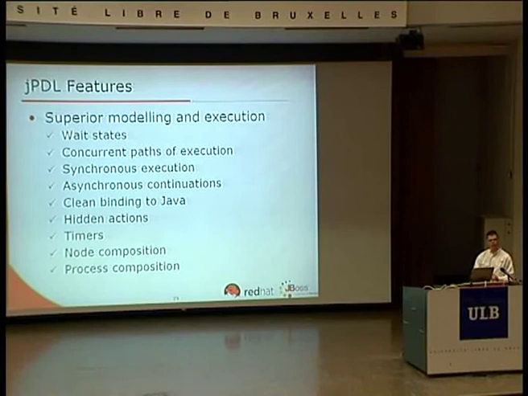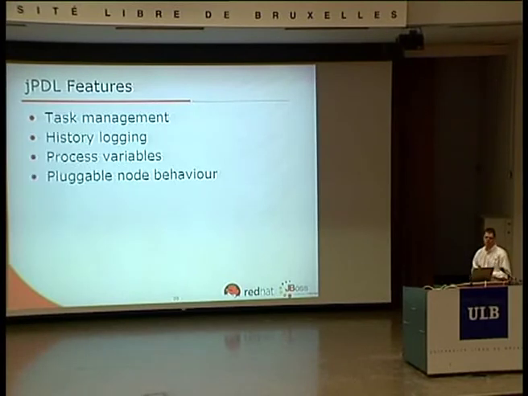Like wait states, concurrent paths of execution, binding it to Java, hidden actions, those are all things that you might find in the process language. Basically, this list that JBPM supports is the union of what you'll find anywhere else. You can also see this from the fact that we support multiple languages. The core engine has to support all the features. That's the key differentiator for JBPM versus other workflow engines.